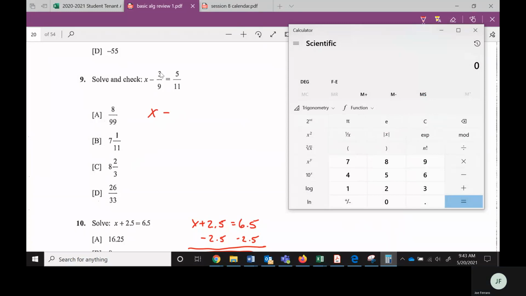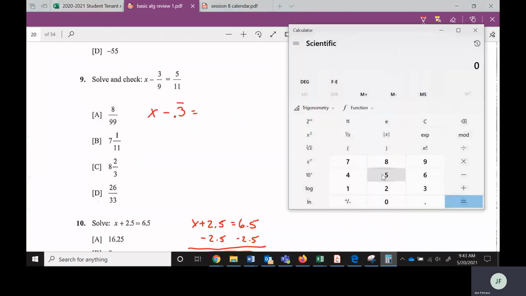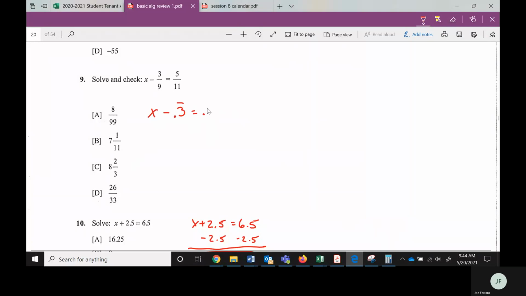Anytime you have a fraction, remember, you go top divided by bottom. 3 divided by 9 equals 0.3 repeating. So now remember to make note of that by putting the line over the top. Then equals, I need to go 5 divided by 11. Now it's 0.45454545. So that means the 4, 5 is repeating. So I put the 4 and 5 down with a line over both of those.